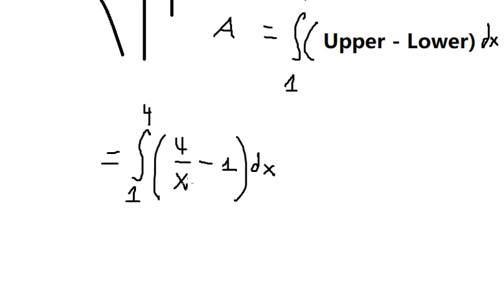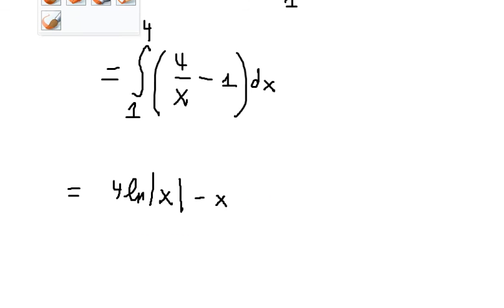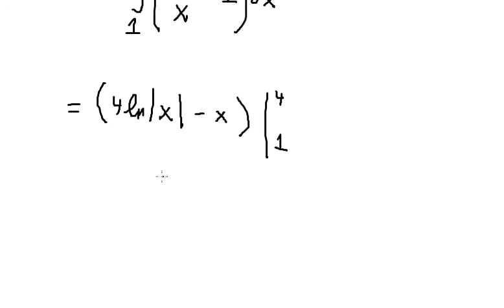Now we need to find the value of this one. The integration of 4 over s, we have 4 ln of the absolute value of s. 1, that is s. So we put the bounds from 1 to 4.